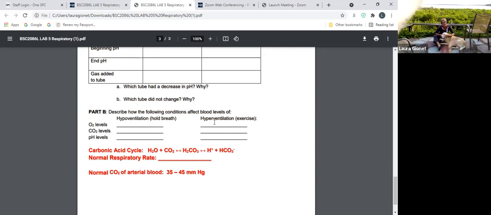So when you hyperventilate, oxygen levels will either be normal or increase a little bit. Carbon dioxide levels will decrease, and the pH value will increase.